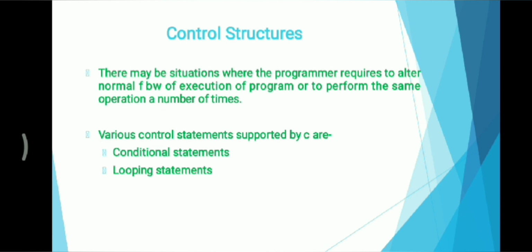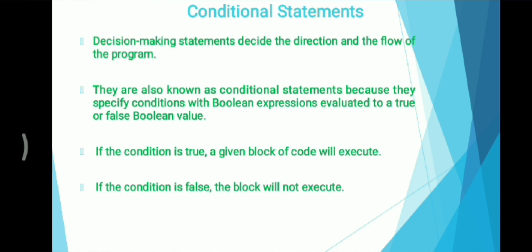So let's see the conditional statement concept in C programming. Conditional statements are also called decision making statements, which decide the direction and flow of the program. What is the flow you need? You can write the code in a conditional statement and execute your program. You have to mention the condition in decision making. You have to specify some condition, and based on the condition it will work.